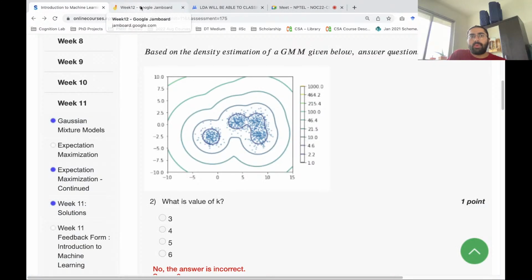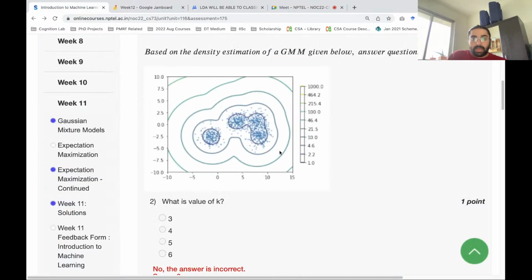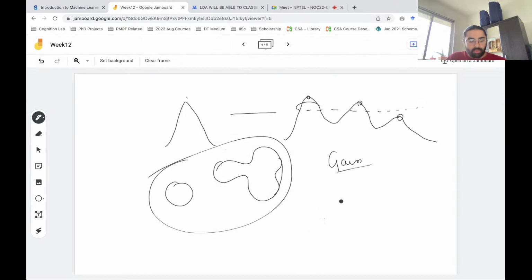But how will your contours look like? That's the question. When you say very similar density estimation, it means your contour should be similar. That's the if and only if sort of condition. If you had just assumed two Gaussians, you would have one like this, and all of this will just become one big blob, right?